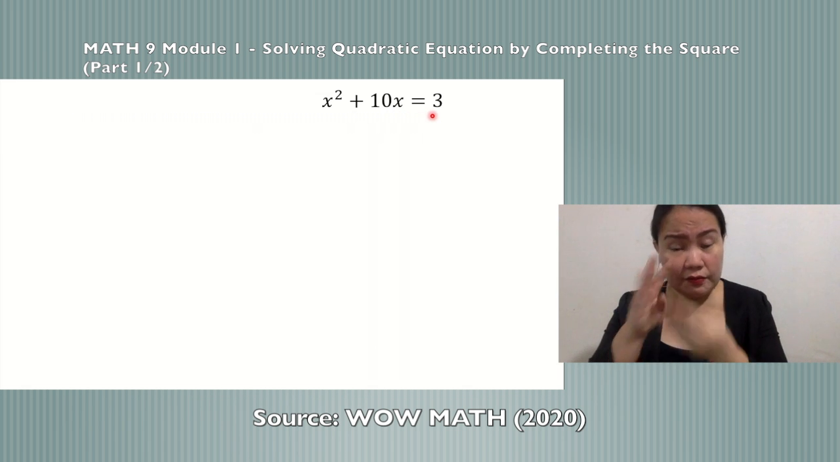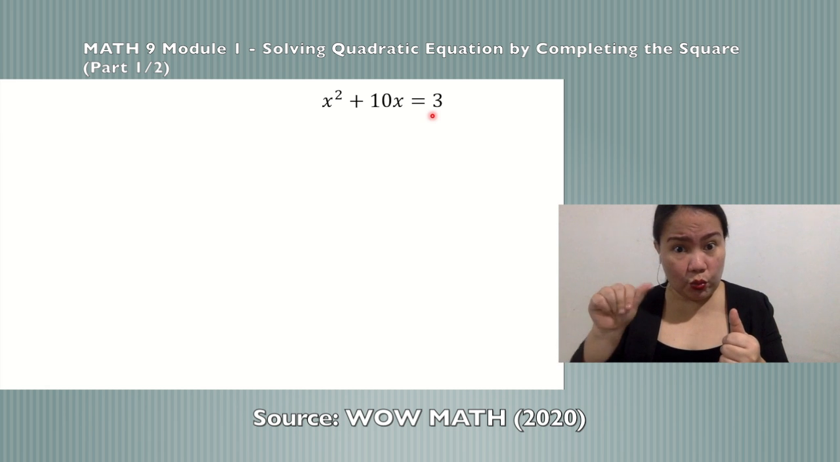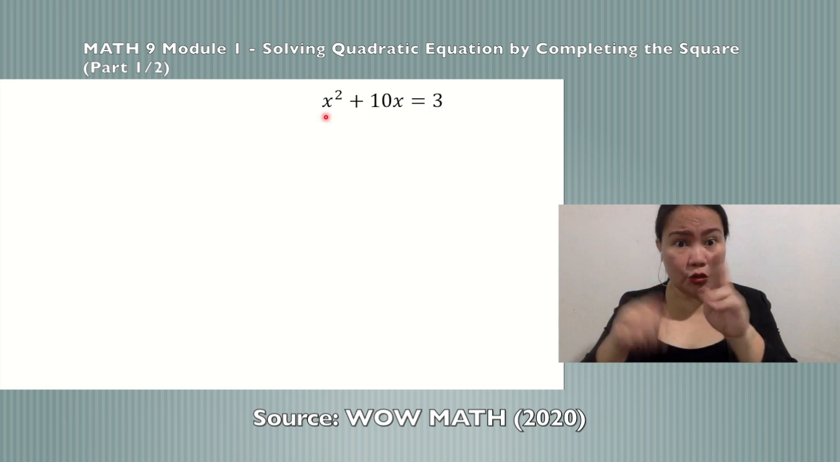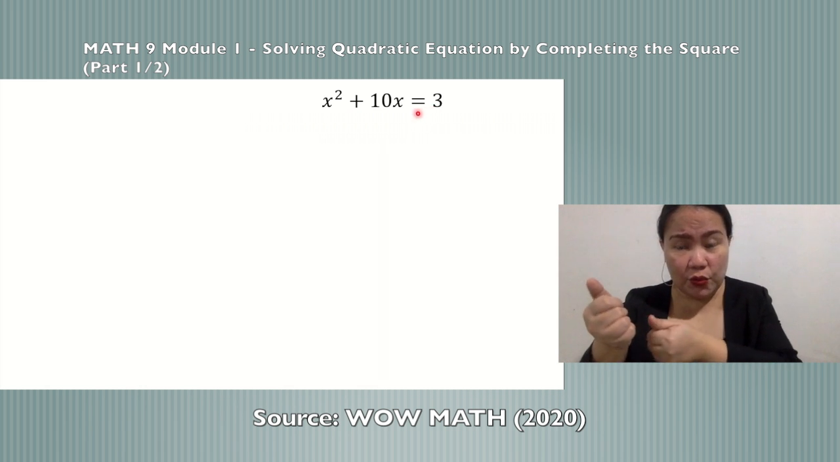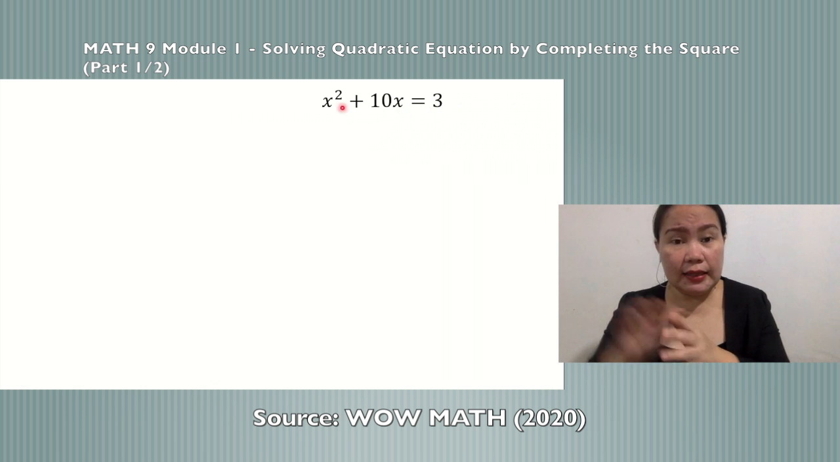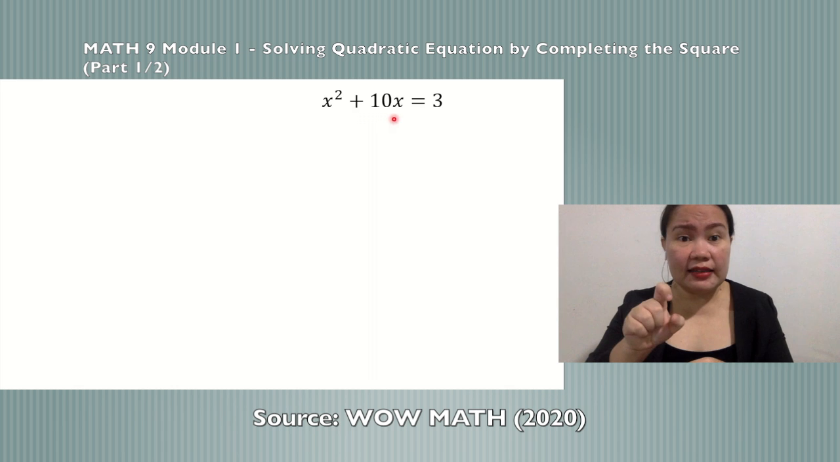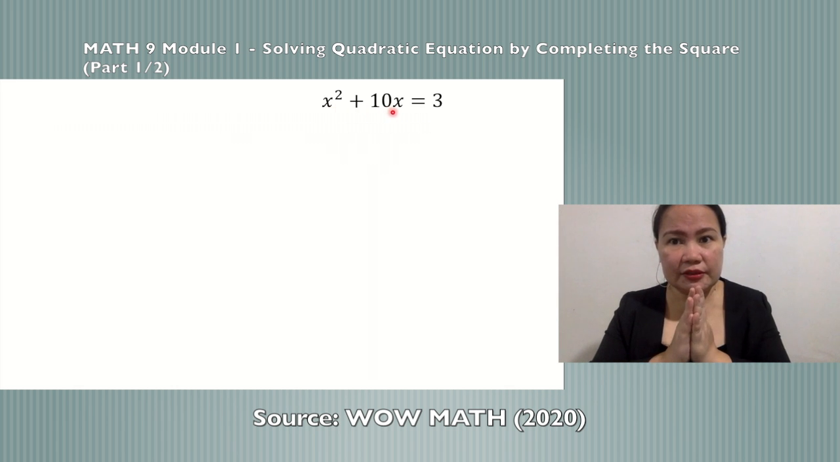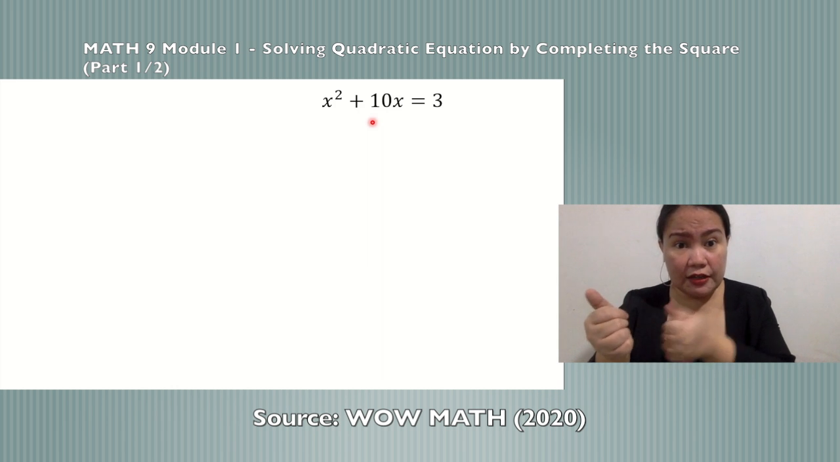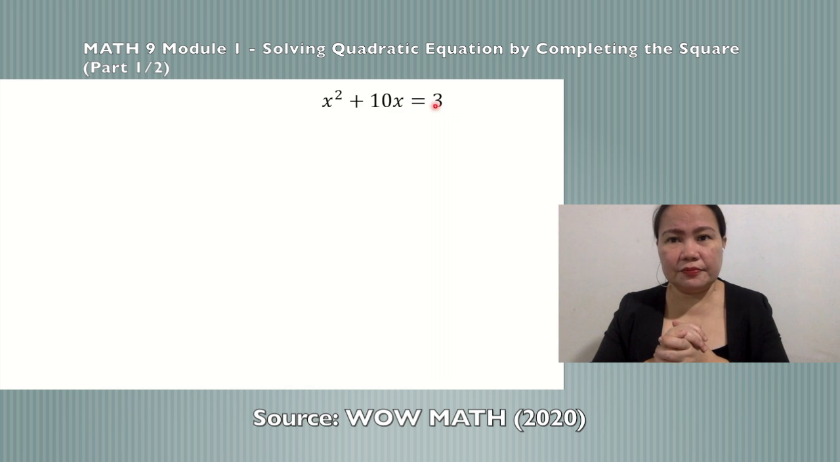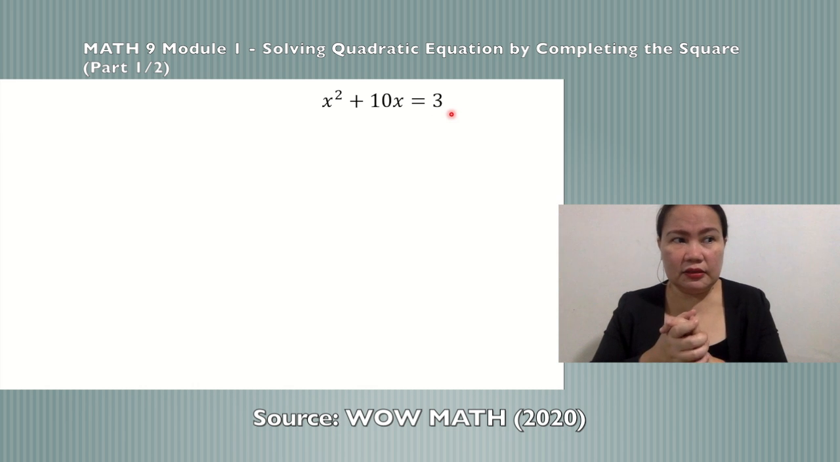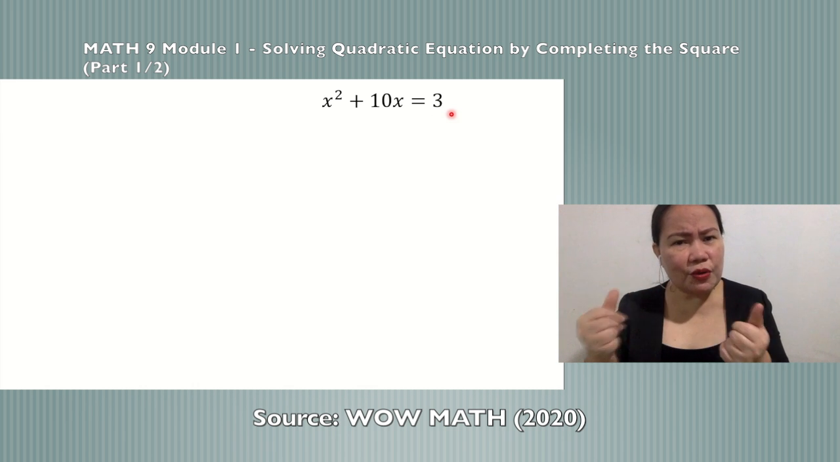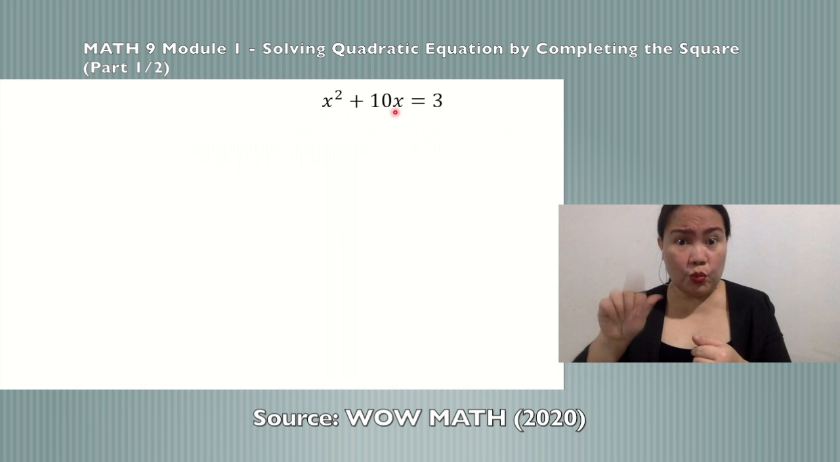So, kapag nagsusolve tayo ng quadratic equation gamit ang completing the square, dapat nasa ganitong format siya. Okay? Yung constant term natin nasa right side. And then, yung form na x squared plus bx o yung quadratic at linear term natin nasa left side ng equation natin. Kailangan yung constant term nasa right side. Okay.